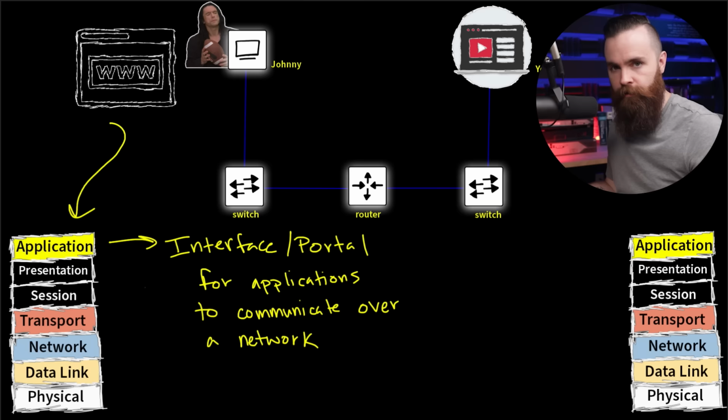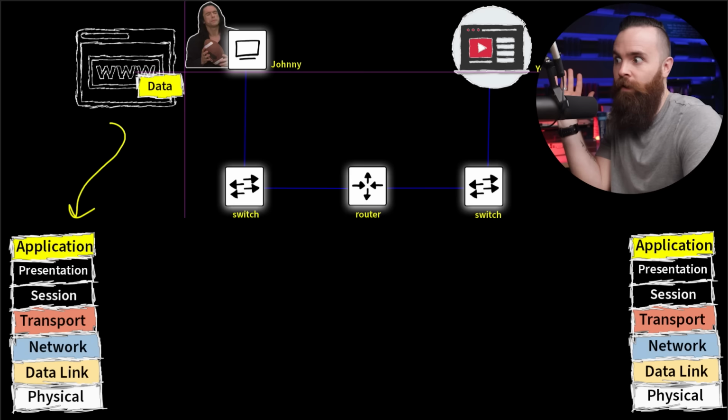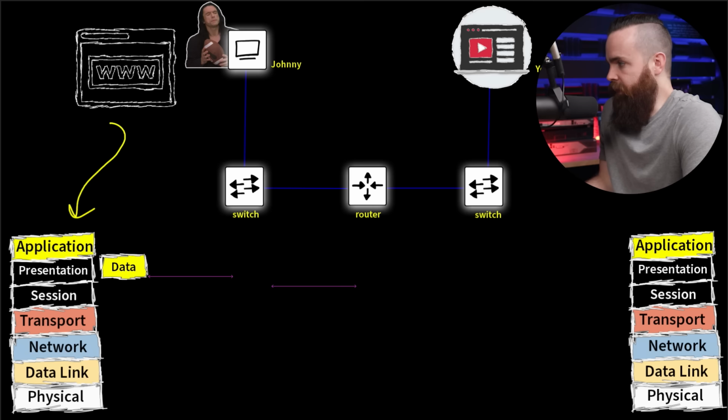So Johnny's web browser takes the data it wants to send to YouTube.com, which in this case would be like, hey, I want to see your site. So it'd be a GET request, get me that stuff. And it sends it down to the presentation layer where we get it prettied up. Time to get it dolled up and ready to go. What does that mean? Well, the presentation layer is responsible for making it presentable. Two of the main things it's going to be worried about is data format and encryption.